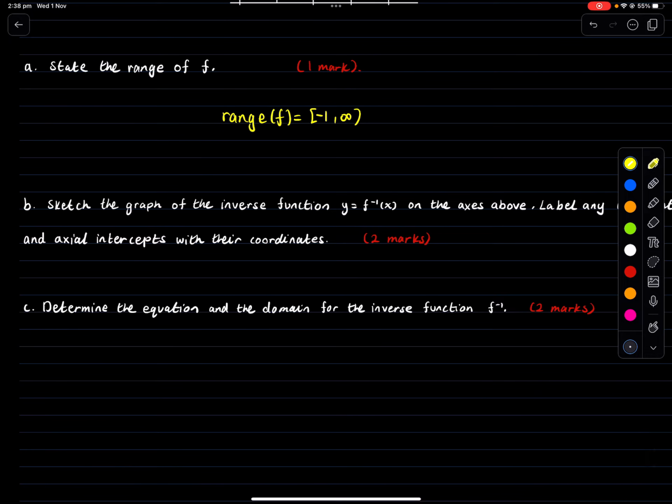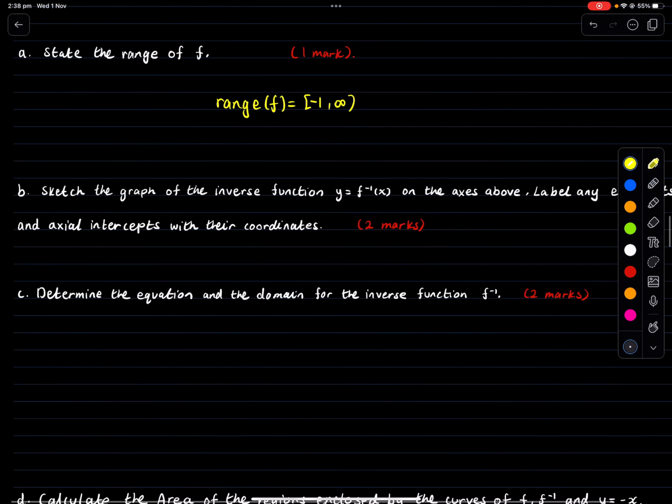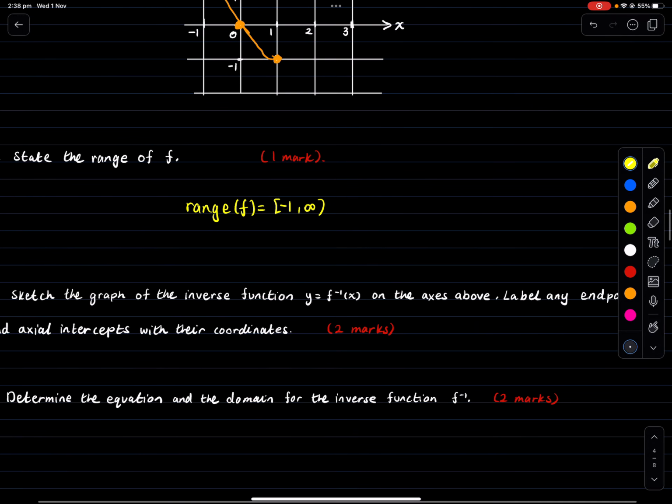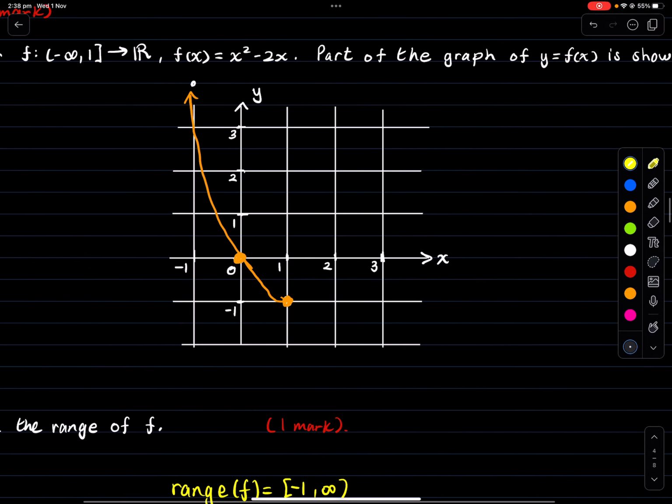Sketch the graph of the inverse function f inverse on the axis above. Label any endpoints and axial intercepts with their coordinates. So I'm going to just draw y equals x right over here. Okay, something like that. I know the points will be interchanged. For example, this coordinate here is 1, negative 1, so it'll be negative 1, 1. This point will stay the same.